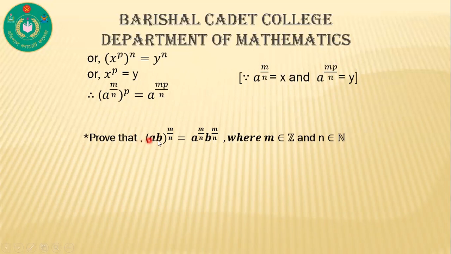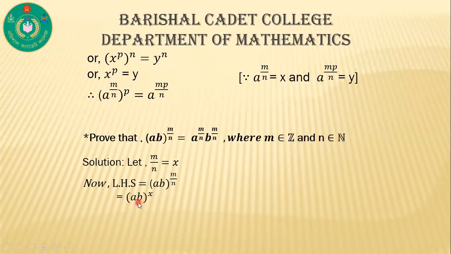Now another question. Prove that ab to the power m by n is equal to a to the power m by n into b to the power m by n, where m belongs to Z and n belongs to N. Now let m by n is equal to x. Now left hand side, ab to the power m by n. Now putting this value here, then we can write ab to the power x, since m by n is equal to x.